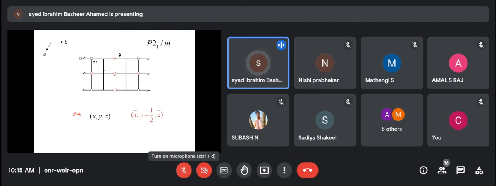I have the molecule here, X, Y, Z. So, second molecule, P2 1, right? Twofold rotation, and you will have a screw axis. So you will take the molecule here. That is X bar, Y plus half, Z bar, because you are translating along the Y axis. So Y plus half, and the sign of Y is not changing, because the rotation is parallel to the B axis. So Y plus half and then Z bar.